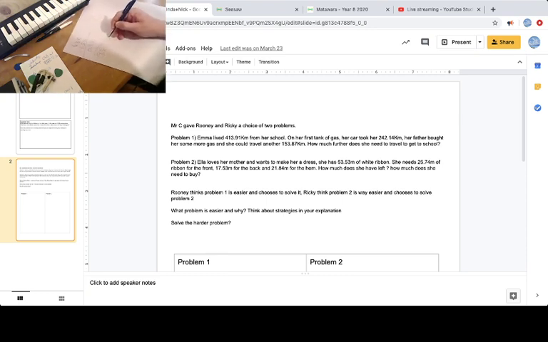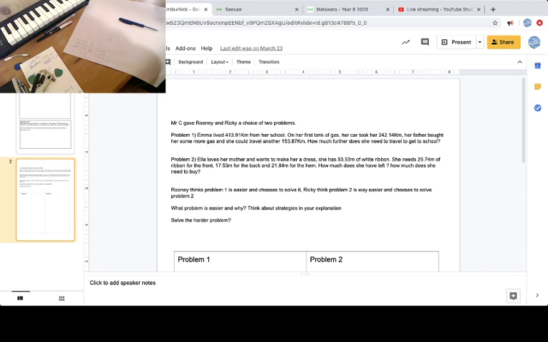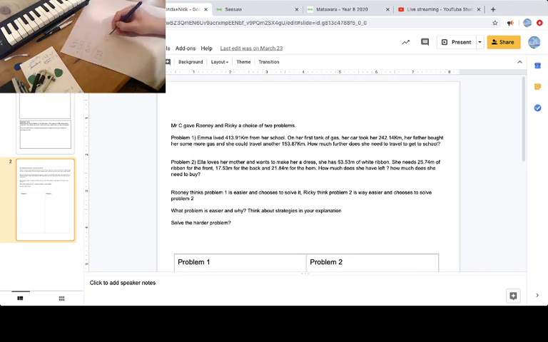So, anyhow, Emily has 4.1391 kilometres to get to school. Her first tank gets her 2.14. And her second tank gets her 1.5387.